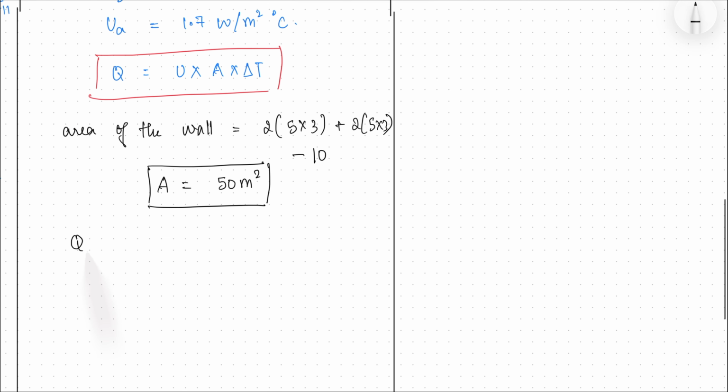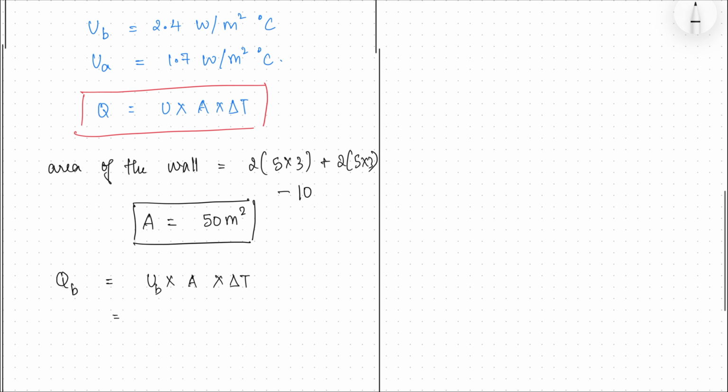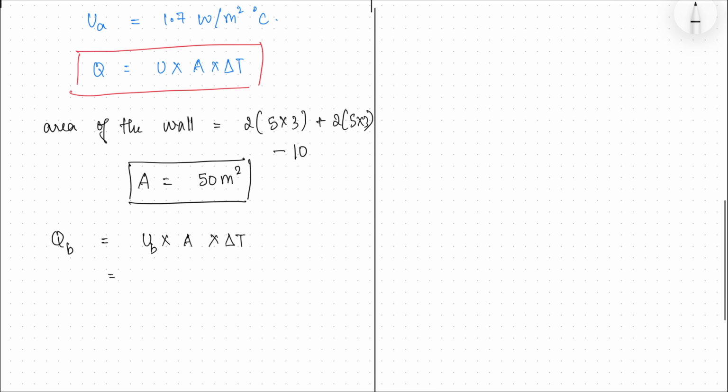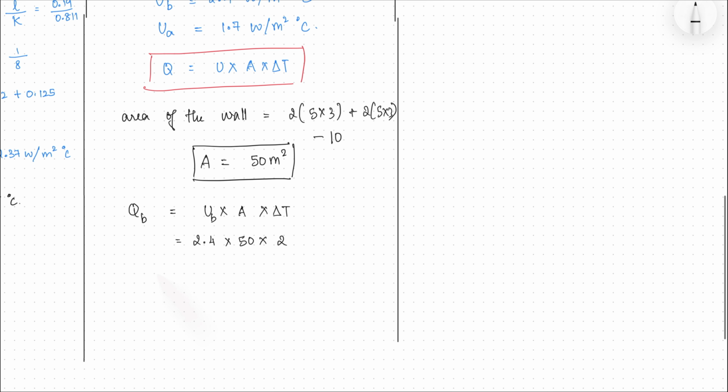Let's find the heat gain of the brick wall. So Q_B is equal to U_B into area into delta T. Your U_B is 2.4, so 2.4 into 50 into delta T, which is 2 degrees Celsius. So you'll have the heat gain of the brick wall to be 240 watt.